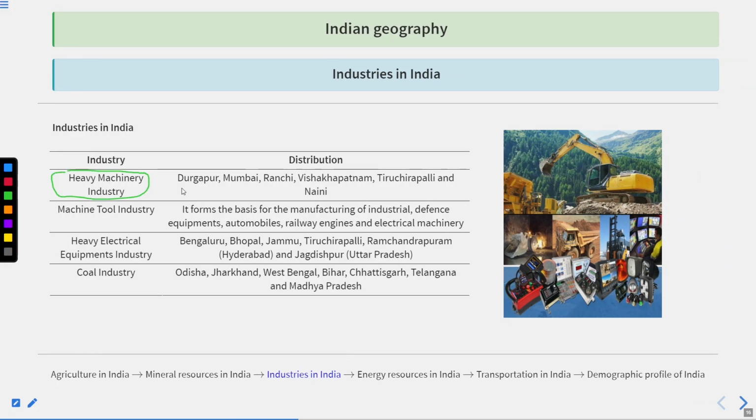Heavy machine industry: Durgapur, Mumbai, Ranchi, Visakhapatnam, Naini, and Tiruchirappalli. The machine tool industry forms the basis for the manufacturing of industrial and defense equipment, automobiles, railway engines, and electrical machines. Heavy electrical equipment industry: Bengaluru, Bhopal, Jammu, Tiruchirappalli, Ramachandrapuram, Hyderabad, Jagdishpur, Uttar Pradesh. Coal industry: Odisha, Jharkhand, West Bengal, Bihar, Chhattisgarh, Telangana, and Madhya Pradesh.